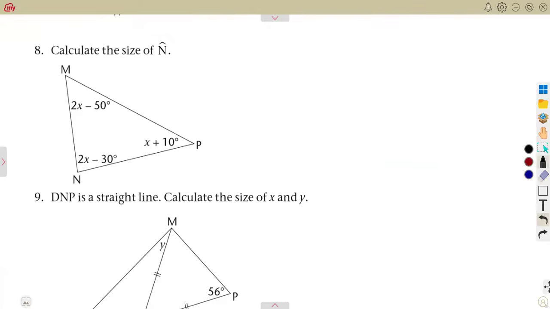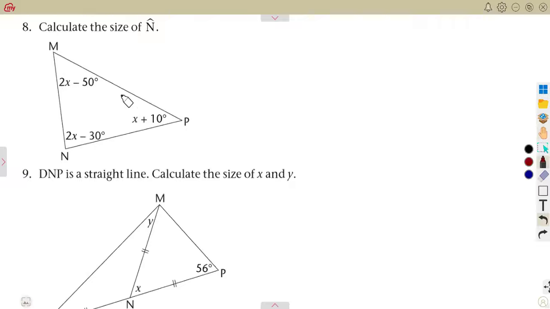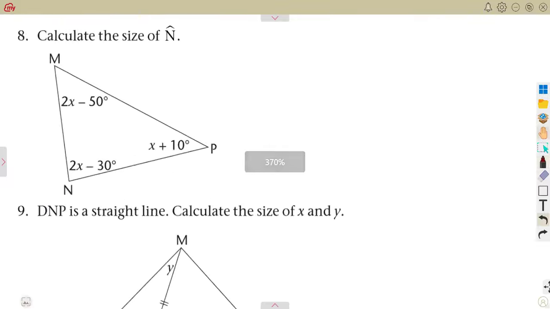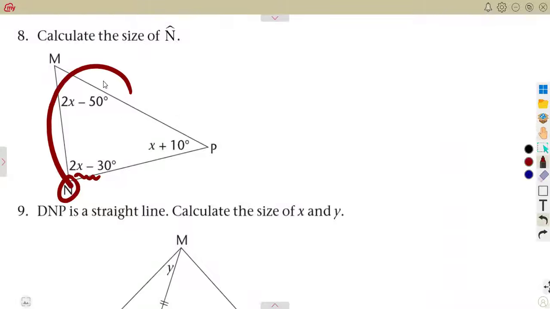Let's see another question, which is question 8. Calculate the size of n. So n is this angle that we are given here, which is given as 2x minus 30. But as you can see, this is in terms of x. So again, the first thing is to solve for x. You must find x first.